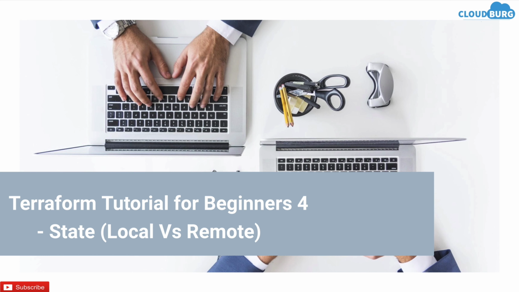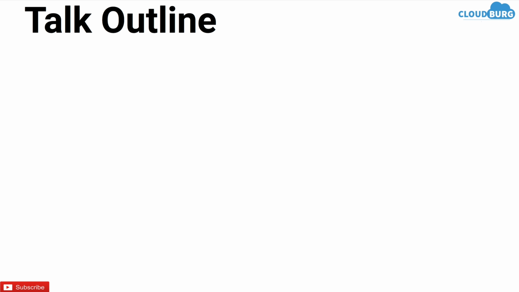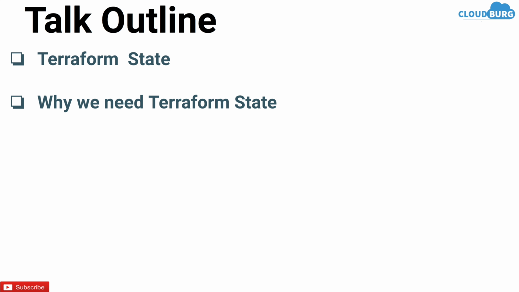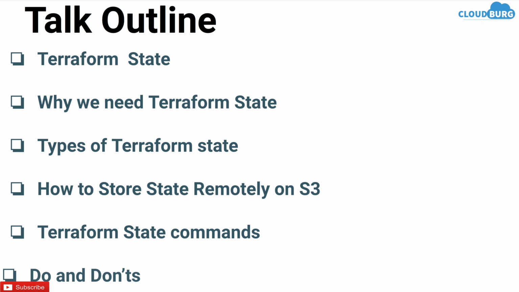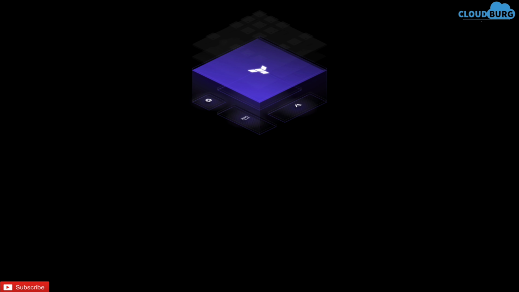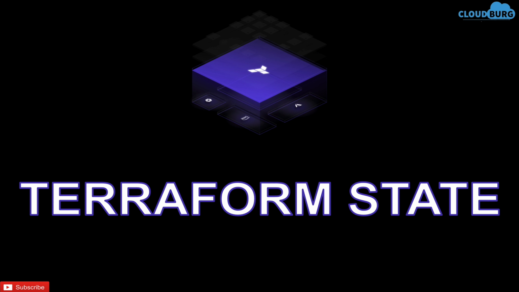Before proceeding further, let's see the outline of today's talk. I am going to start with what is Terraform state, followed by why we need Terraform state, and then types of Terraform state, in which I am going to discuss remote state and local state, and then how to store state remotely on S3, and then Terraform state command and subcommands, and in the last, I am going to discuss some of the do's and don'ts of Terraform state. So let's get started. First topic in the stack is Terraform state.